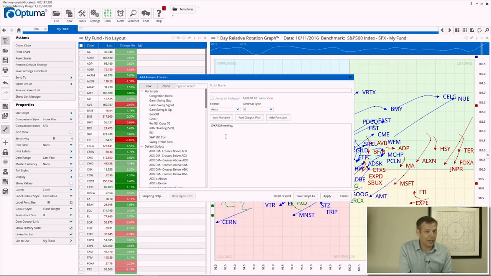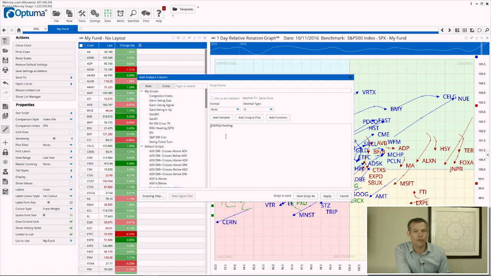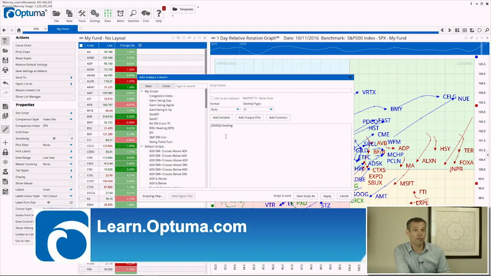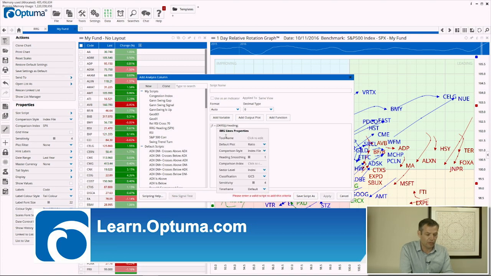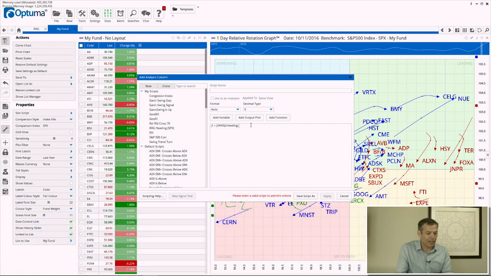I'm giving you a quick lesson on scripting. If you want to know more about scripting, head over to learn.optuma.com, because we have three courses available on scripting, all for free, so you can get in there and have a look at how the scripting in Optuma works. Highly recommend them. In our office here, Darren Hawkins has done a fantastic job on that one.